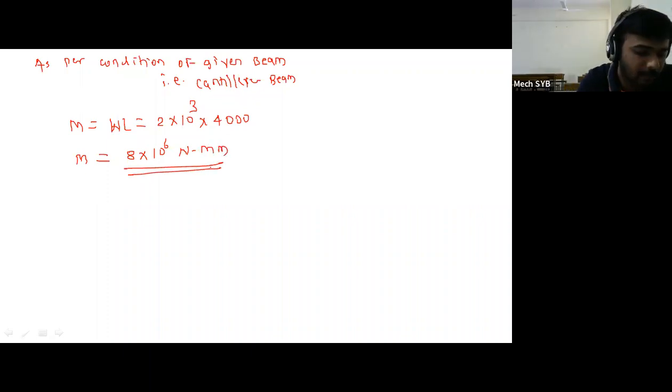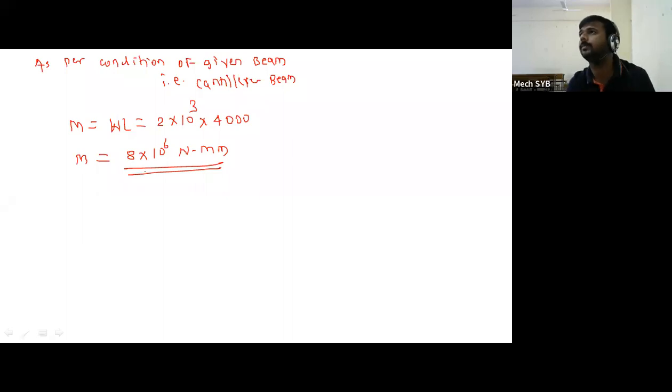So represent your answer in the chat box. Those who have calculated, use our standard formula. As per the standard case, cantilever beam with point load at the free end, M is equal to W into L. W value and L value are given. You will get M as 8 into 10 raised to 6 Newton mm, not Newton per mm. It is force into perpendicular distance. I will check and verify all the answers. Eight into 10 raised to 6 Newton mm.